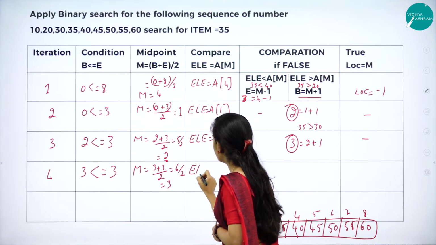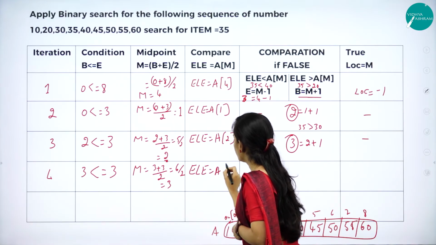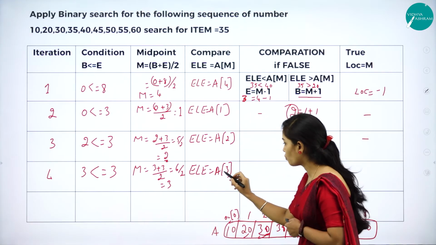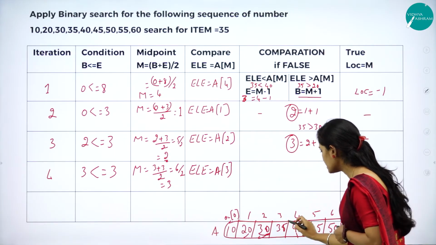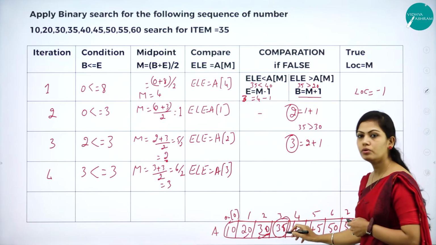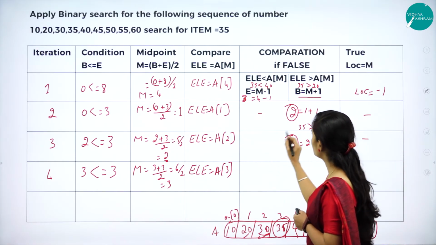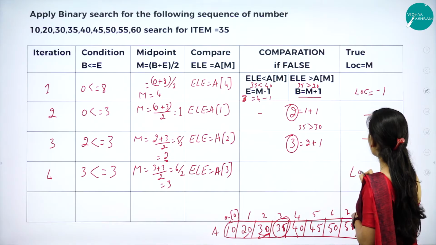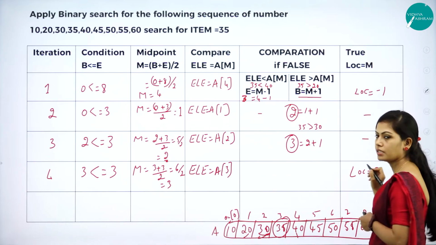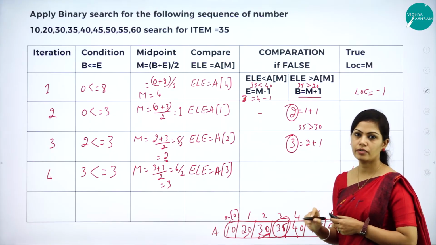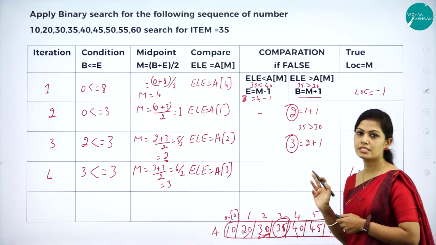So LE is equal to A of 3. So here LE is equal to A of 3. So what is A of 3? A of 3 means it is 35. So we got the searching element. So 35 is equal to 35. So location is equal to 3. In the third location we have the item called 35. This is called binary search.